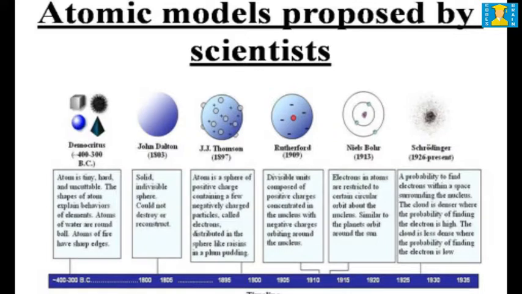He is present in 1926. He states that there is a probability to find electrons within a space surrounding the nucleus. The cloud is denser where the probability of finding the electron is high. The cloud is less dense where the probability of finding the electron is low.